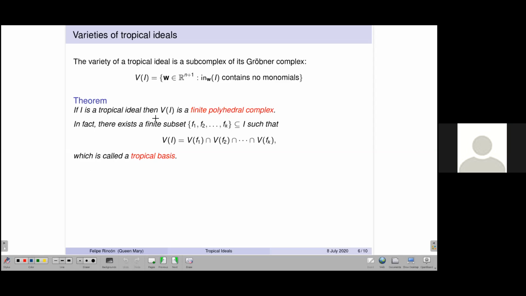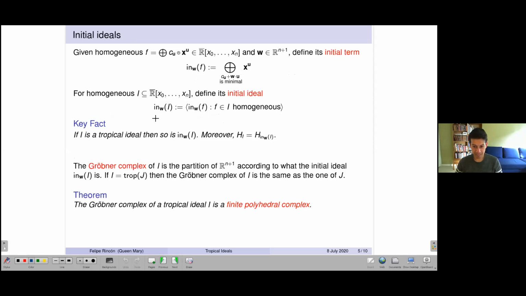There's a request to say what a Grobner complex is. Yes, so the Grobner complex, let me go back one slide. The Grobner complex is just this. I'm not defining it completely precisely here, but it's a polyhedral complex where two points are in the same polyhedron if the initial ideal, so W is in the same polyhedron as W prime if the initial ideal given by W is the same as the initial ideal given by W prime.